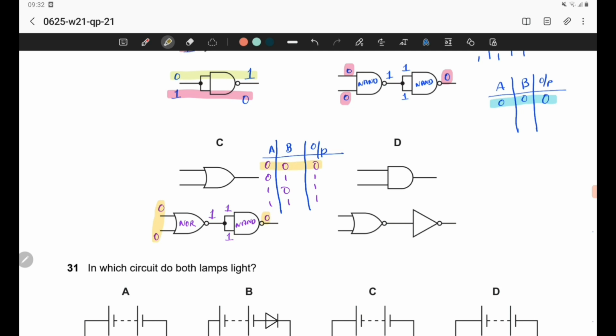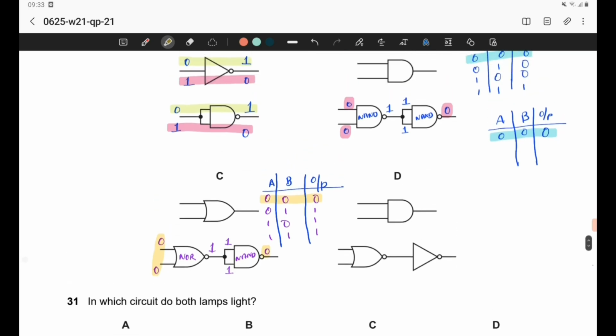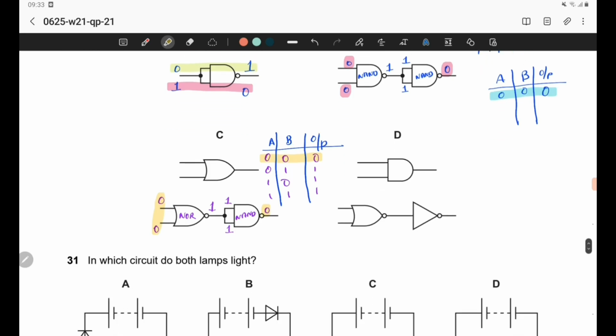So for option C also we are not getting an output which is different from the first and second logic gate. So the only option remaining is option D. So that will be the correct answer. And if you check, you will not get the same outputs for both the logic gates.